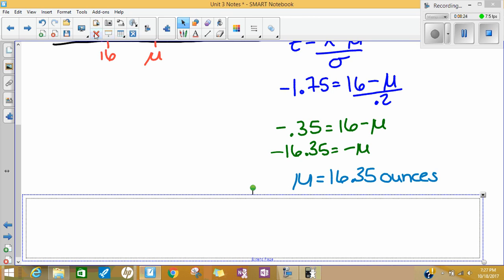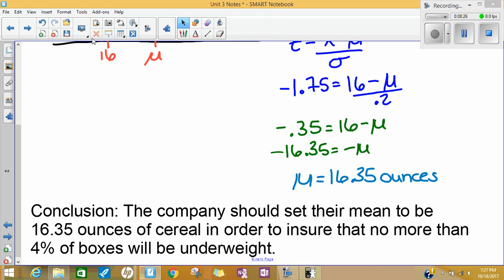So we can draw a conclusion here that the company should set their mean to 16.35 ounces of cereal in order to ensure that no more than 4% of the boxes will be underweight. So if they crank up the mean from 16.3 to 16.35, they should be able to ensure that only 4% of the boxes will be underweight.